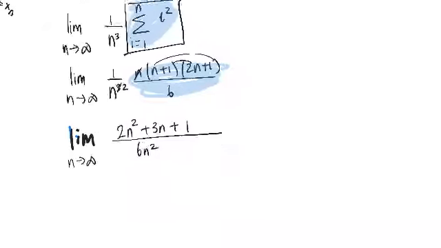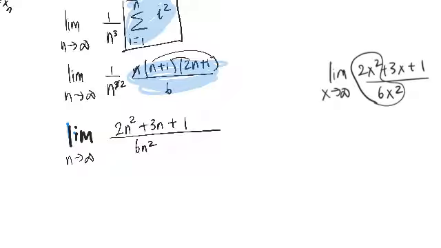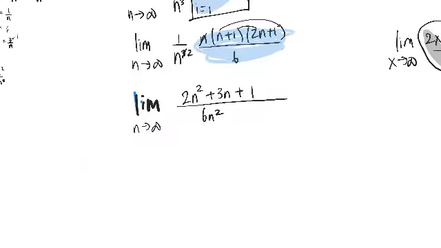And guess what? That is just like saying the limit as x goes to infinity of 2x squared plus 3x plus 1 over 6x squared, right? And we're going to see that we have an equally heavy polynomial right here. And so the limit is going to be the ratio of the two leading coefficients here, which is 2 over 6, right? So this limit, wow, finally comes out to be 2 over 6, or 1/3, right?